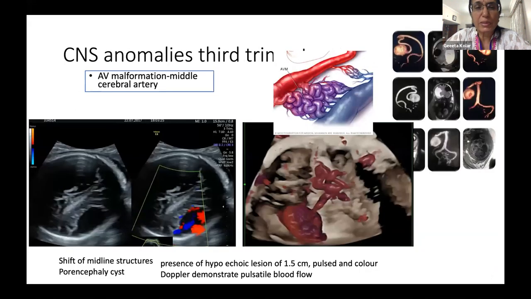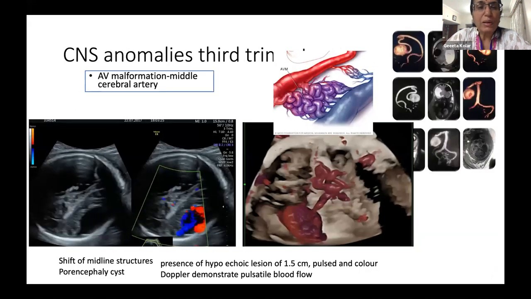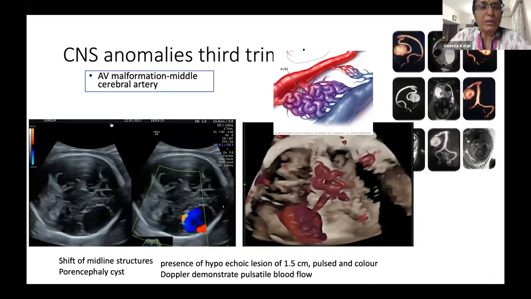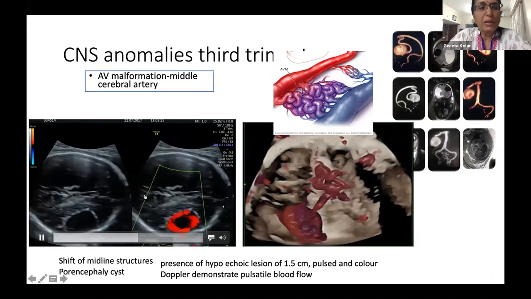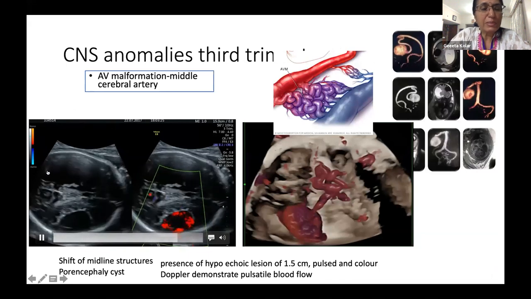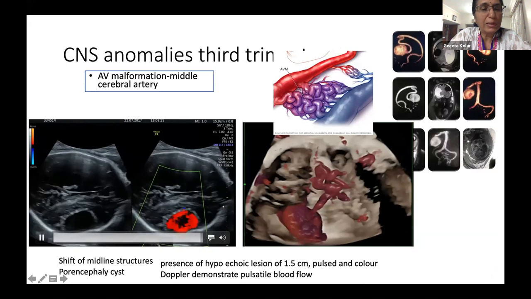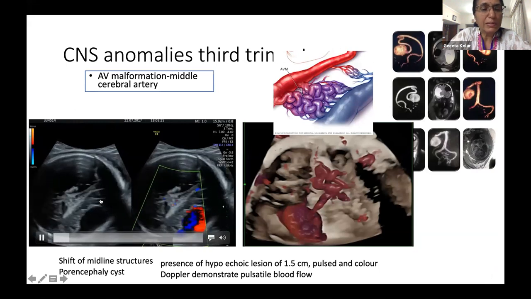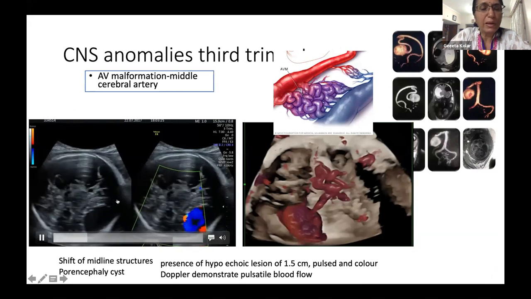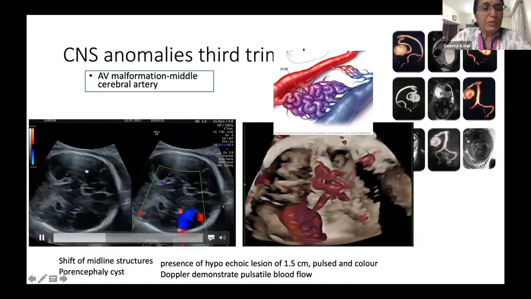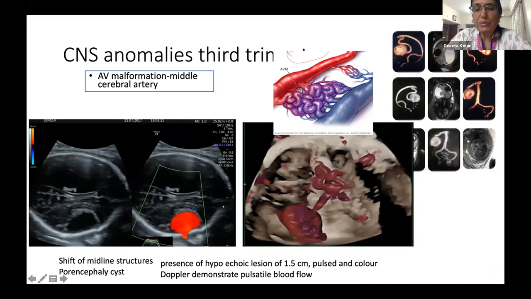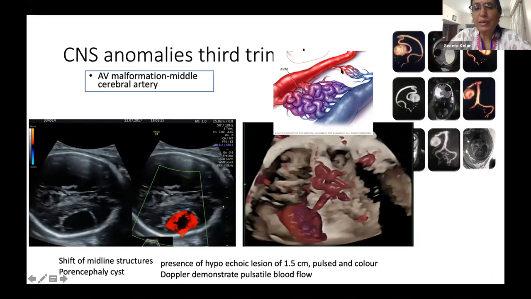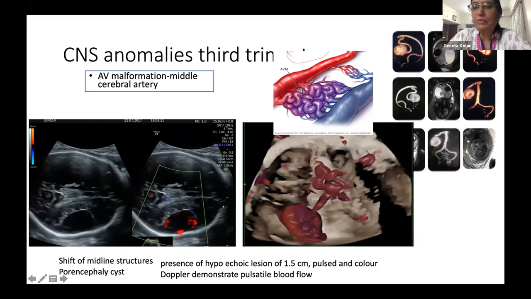The other CNS abnormality which we found in the third trimester was this case of a huge AV malformation of the middle cerebral artery. At 35 weeks we scanned, and everything was normal till then. You find a huge porencephalic cyst and a vascular AV malformation. There was a shift of the midline structures to the opposite side. And on power angio, you found that there was a huge AV malformation.